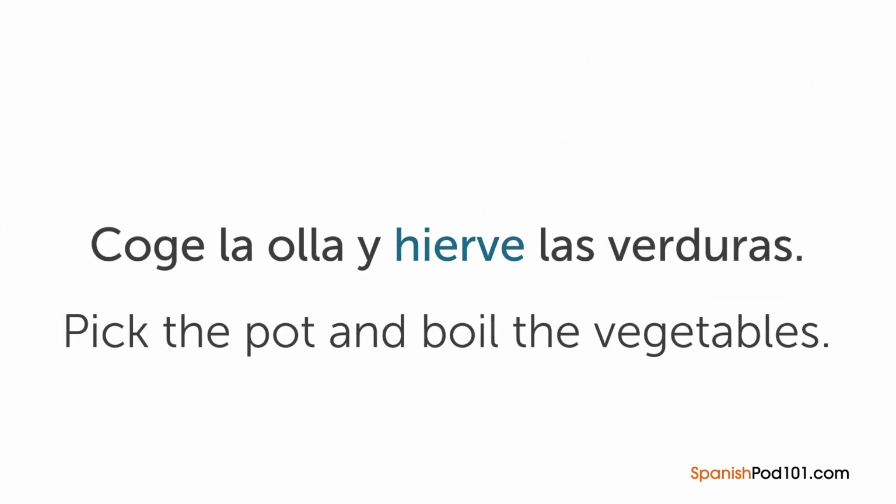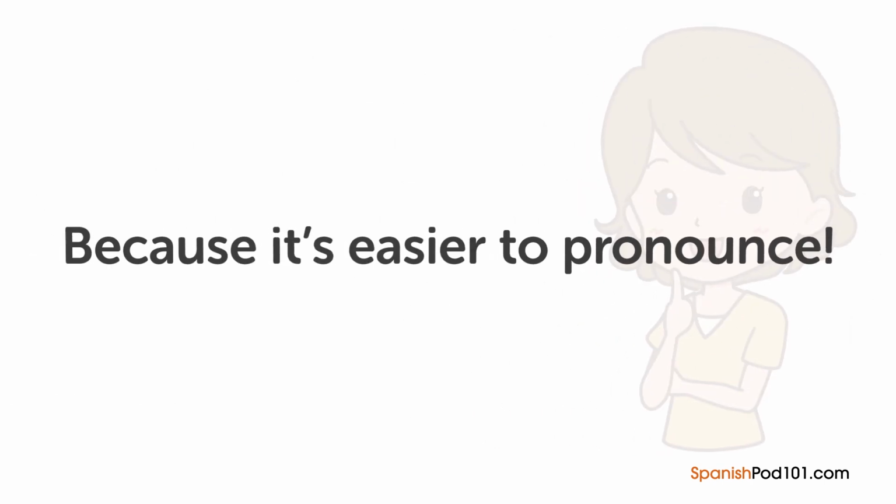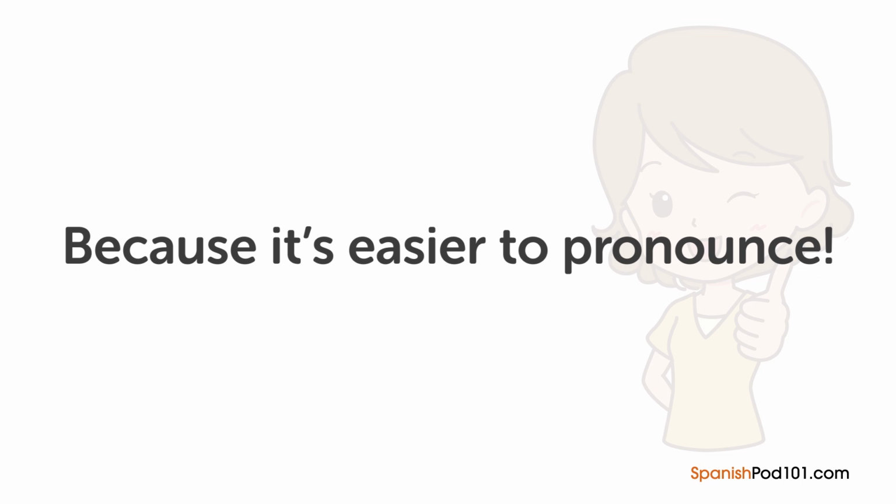For example, words that have an initial diphthong like coge la olla y hierve las verduras, meaning pick the pot and boil the vegetables, don't need E to change as the sound is different than E. So why do the words change? That's easy, because it's easier to pronounce.